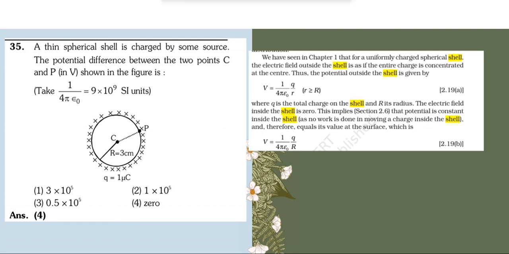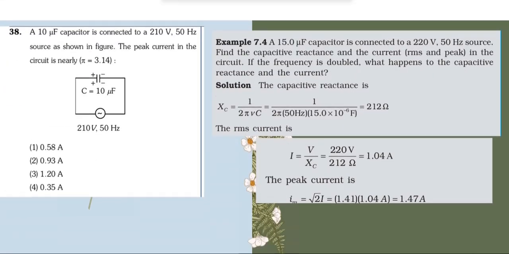And look at this. This is one simple question based on this NCERT statement. Potential inside as well as on the surface is the same, that is 1 by 4 pi epsilon naught r. And here itself there is one statement: no work is done in moving a charge inside the shell because potential is constant. So what is work? Work is q into delta v. As work done is 0, definitely delta v will be 0, so potential difference is 0. So you can answer that.